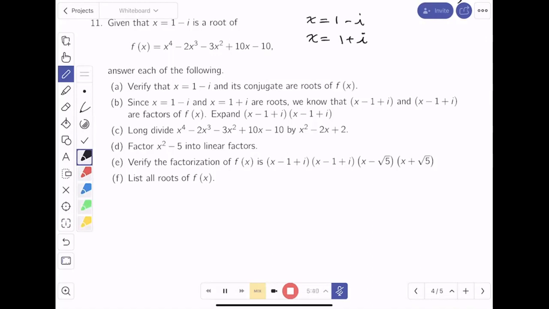Now, by the way, part A says to verify that that's a root and its conjugate. So what do you have to do? You have to verify that f of 1 minus i is 0, and you have to verify that f of 1 plus i is also equal to 0. There's two things to verify there.